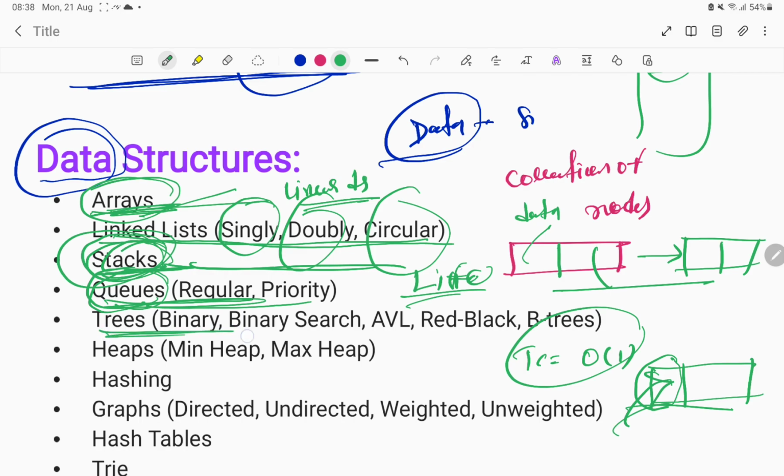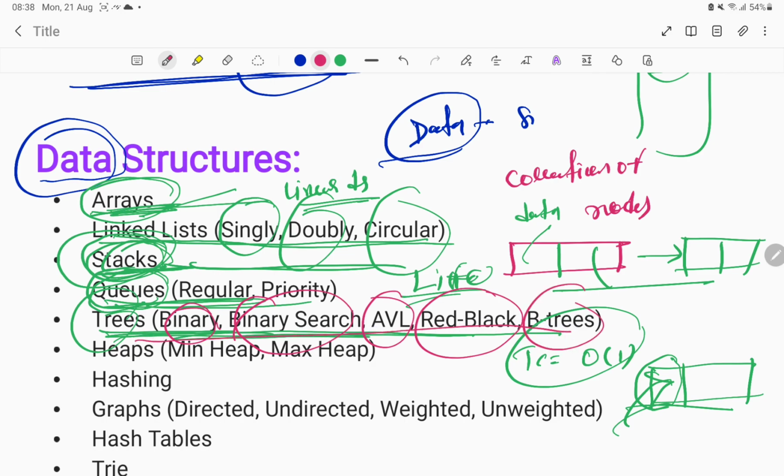And tree is basically the most important data structure, and many popular companies, like MNC and PVC companies, ask tree based questions. Tree, like your binary tree, binary search tree, AVL tree, red black tree, and B tree. So whatever these topics are, we will be covering on this channel, so don't worry about that. We are just giving the overview of the data structures, like what types of data structures there are.